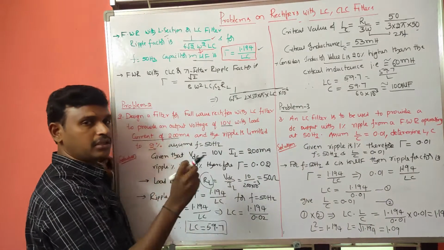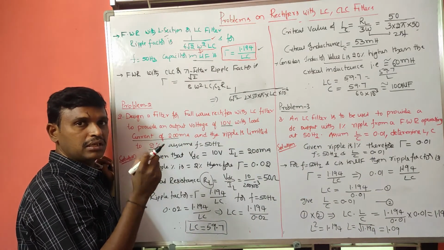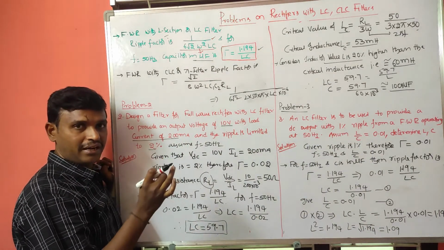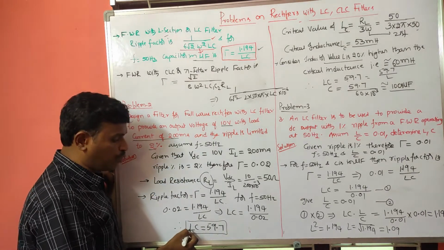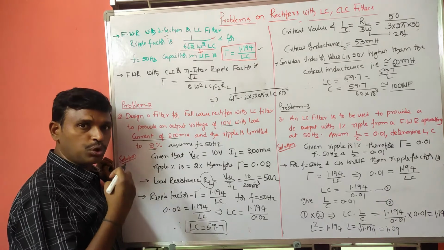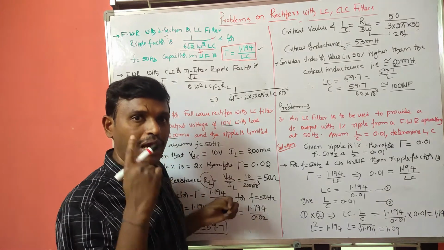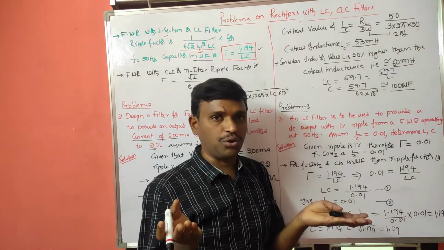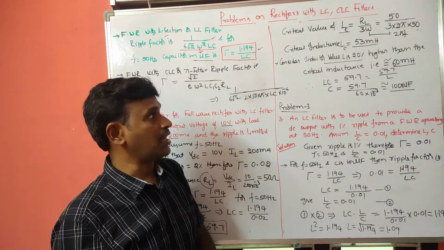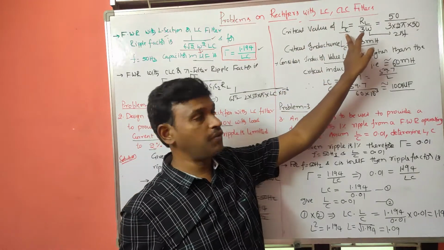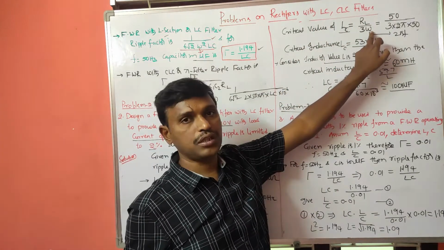At this point, you have to remember that we have to consider the critical inductance equation, because we know only the LC value. We don't know any relation between L and C. We have only one equation, but we have to calculate two variables. At that time I consider the critical inductance value, that is RL by 3 omega.